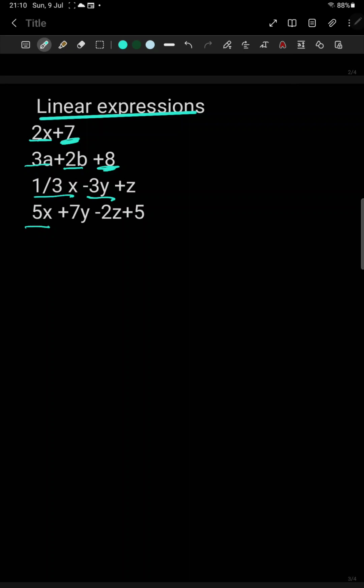So we can clearly state that a linear expression is the expression in which the index of the variable must be 1. That's it. Thank you.